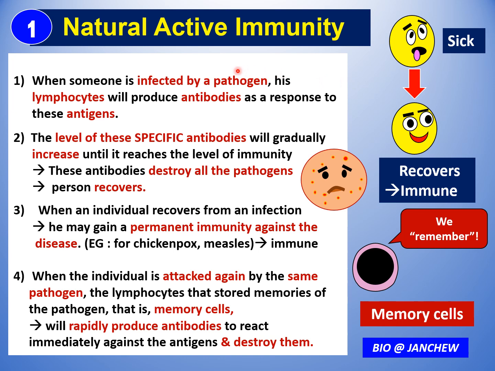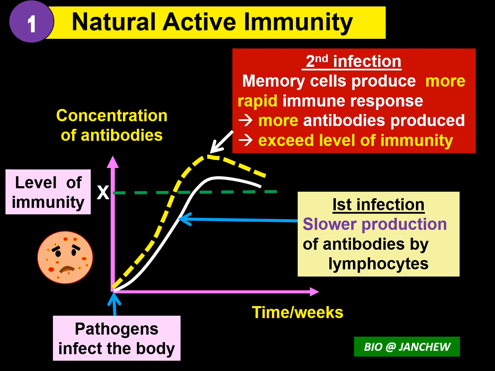Okay. Here's the graph for natural active immunity. For example, at this point, pathogens infect the body at 0 weeks. And this stimulates the lymphocytes to start producing antibodies. So the concentration of antibodies will increase gradually with time as the lymphocytes produce more and more of these specific antibodies to destroy the pathogens.